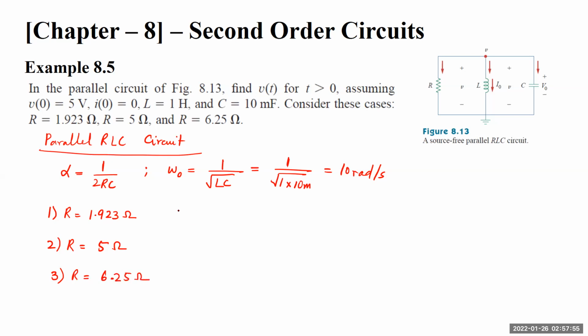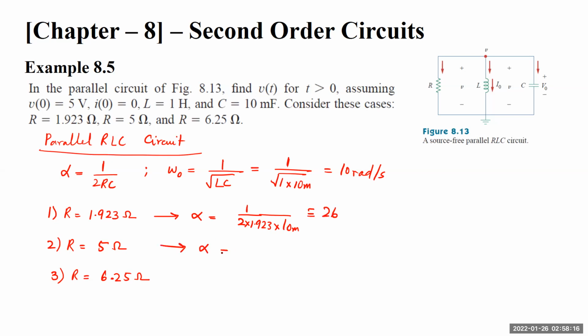So for the first case, we find out the value of alpha. Alpha is equal to 1 by 2 into 1.392 multiplied by C, 10 milli. So alpha is approximately equal to 26.